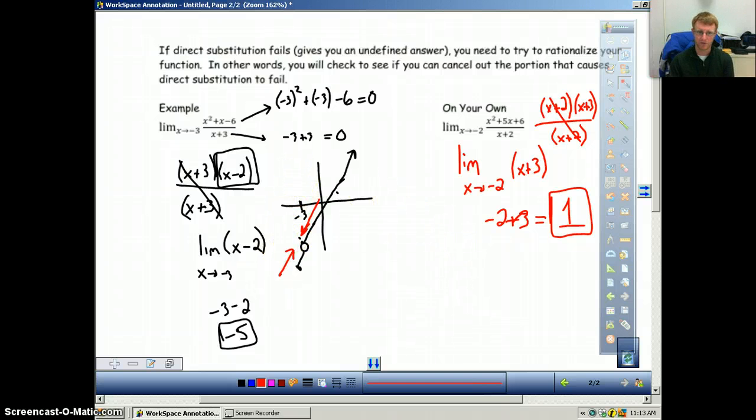So hopefully this makes sense. This is the first part of what we're doing in this section. Hopefully it's the easier part.